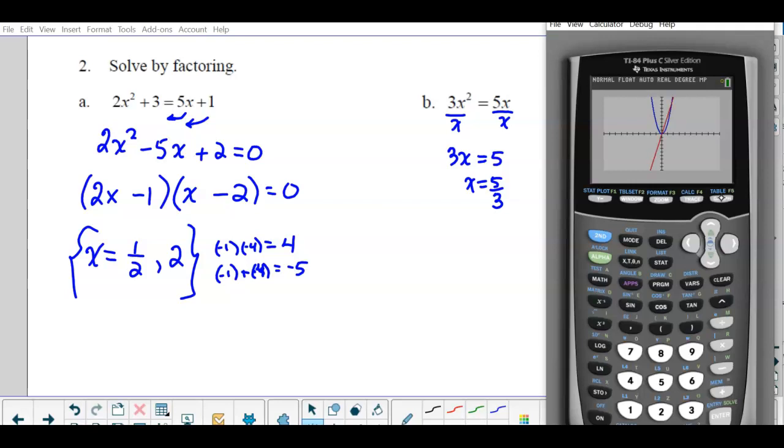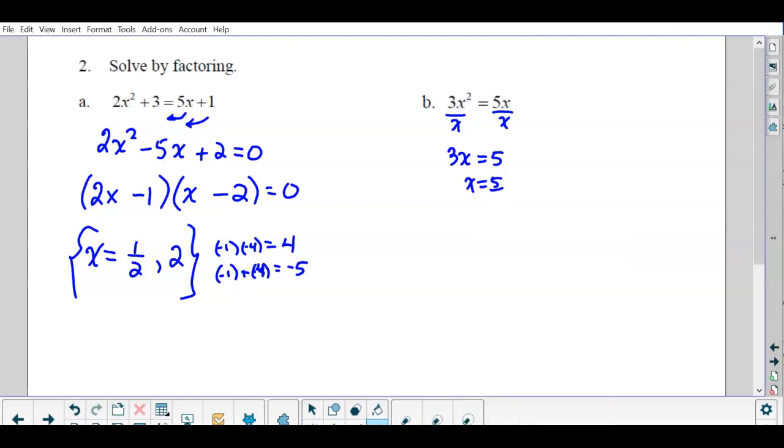How many times do those intersect? Twice. By doing that, I only got one. Okay, so I missed one because I divided by x. I kind of got rid of that particular solution, which is going to be x equals 0.